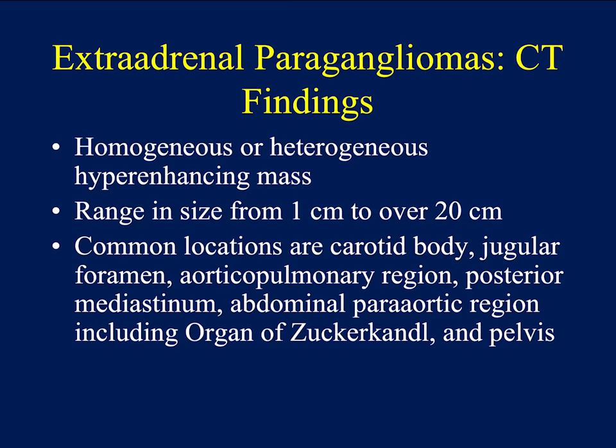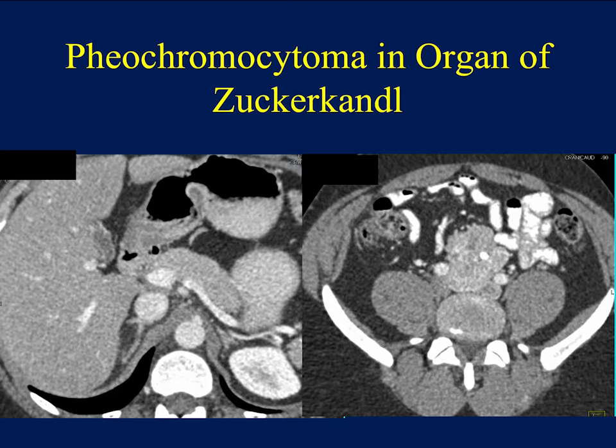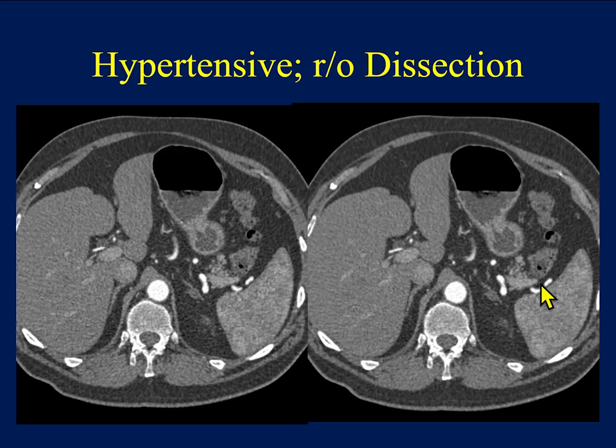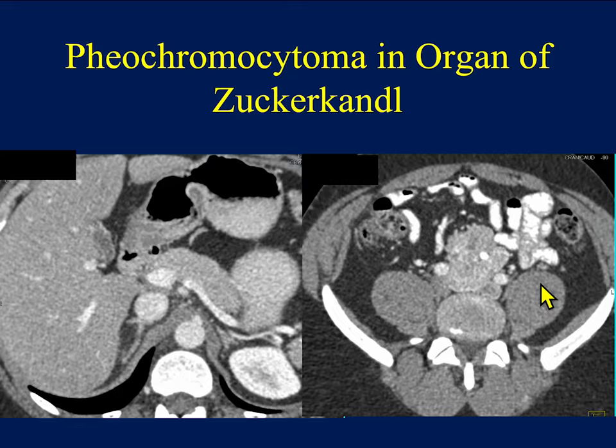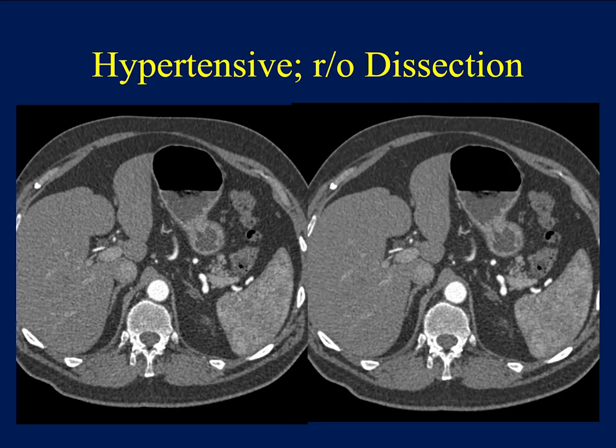Now we can see extra-adrenal paragangliomas or pheochromocytomas. Common locations: carotid body, organ of Zuckerkandl, and you want to make certain you look through the pelvis because they can occur in the bladder. Here's a classic one where the patient's adrenals look great, but we were concerned about pheo, and when you scan downward, here's the paraganglioma at the level of the organ of Zuckerkandl or the aortic bifurcation.